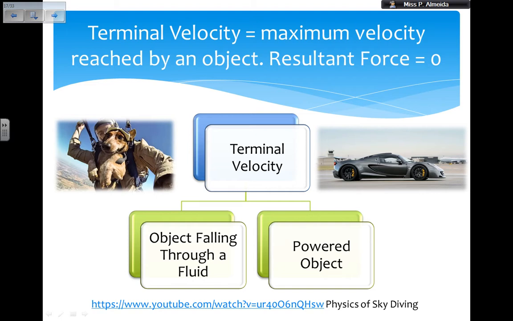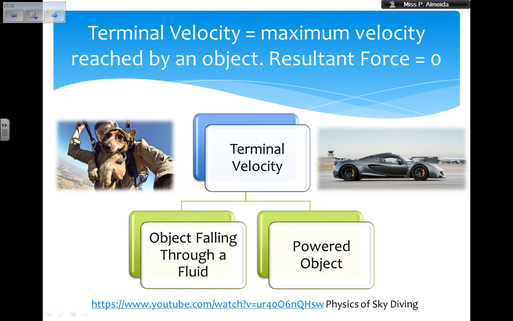So, if you go on the video that I put yesterday, the one with force equals mass times acceleration, you will see all the explanation about why the acceleration is zero and therefore the resultant force is zero, okay? So today I'm going to be telling you about two types of terminal velocity. I mean, it's the same thing, but I'm first going to talk about an object falling through a fluid, and then I'm going to be telling you about a powered object, okay? So something that has an engine to make it go forward.